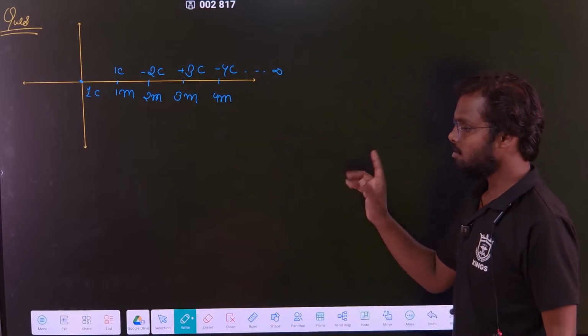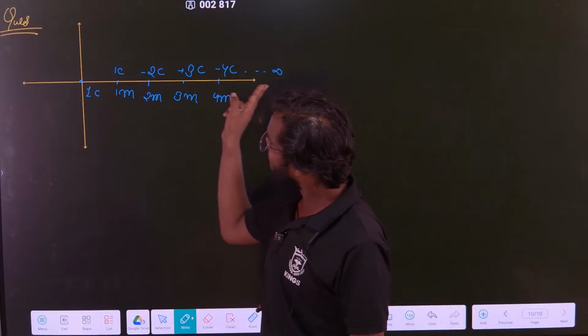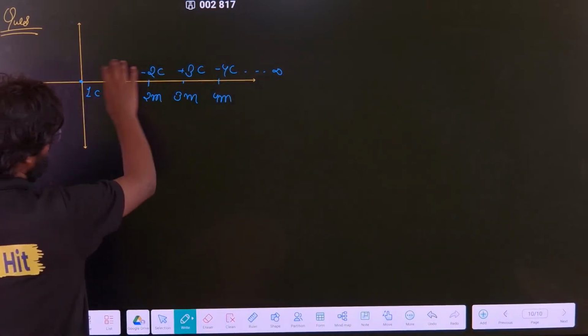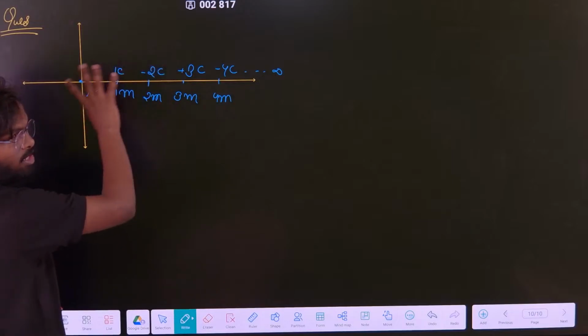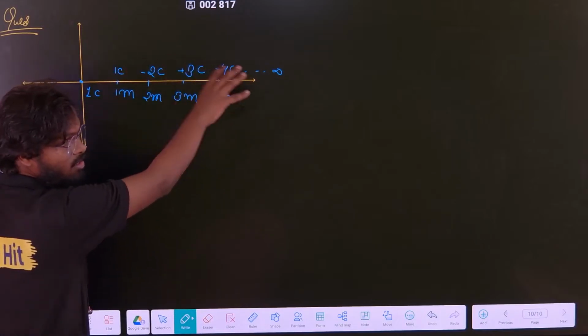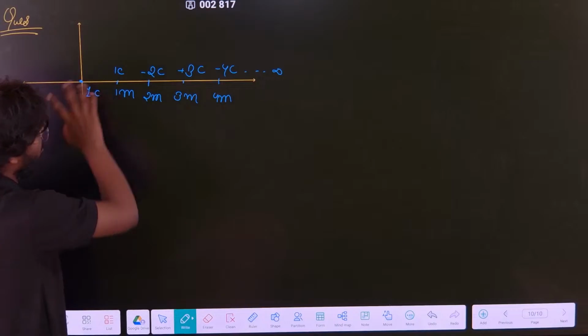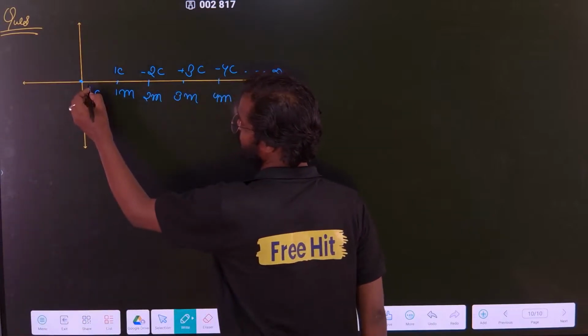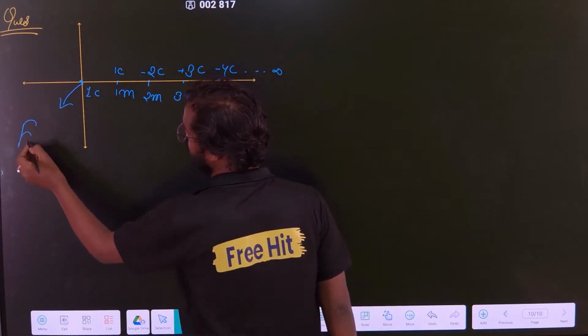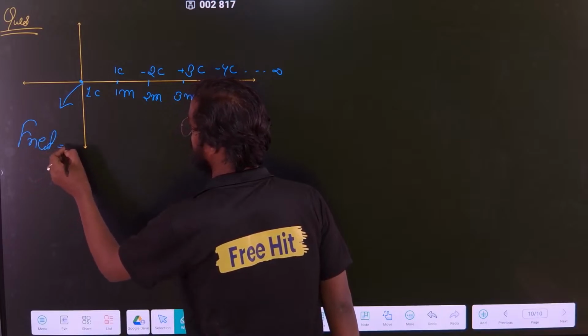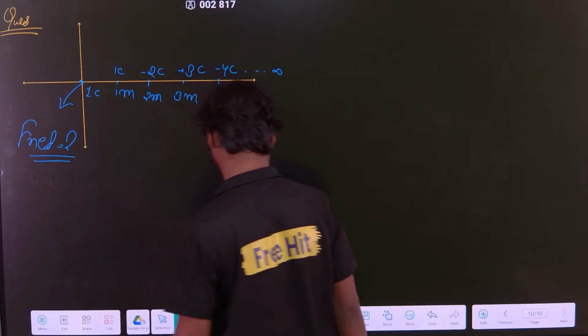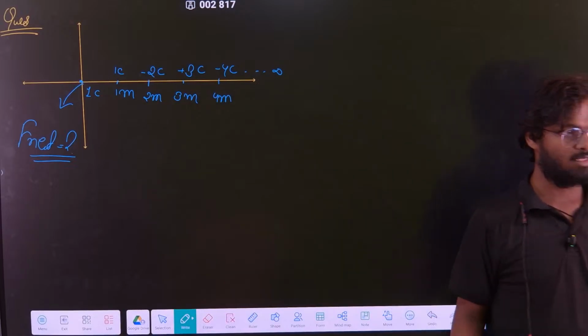You have to find the force due to all these charges placed on this axis on the 1 Coulomb charge. You have to determine the force due to all the charges on this 1 Coulomb, that is, find the F net here. Okay, what is F net? That is my question. So just solve it. It's pure mathematics.